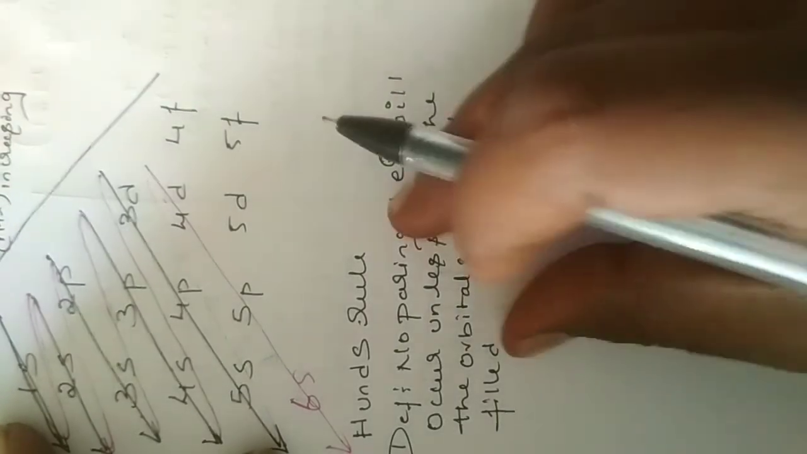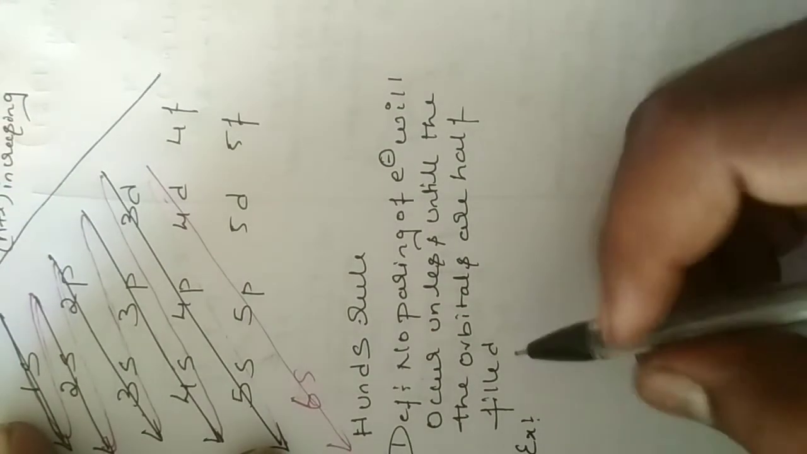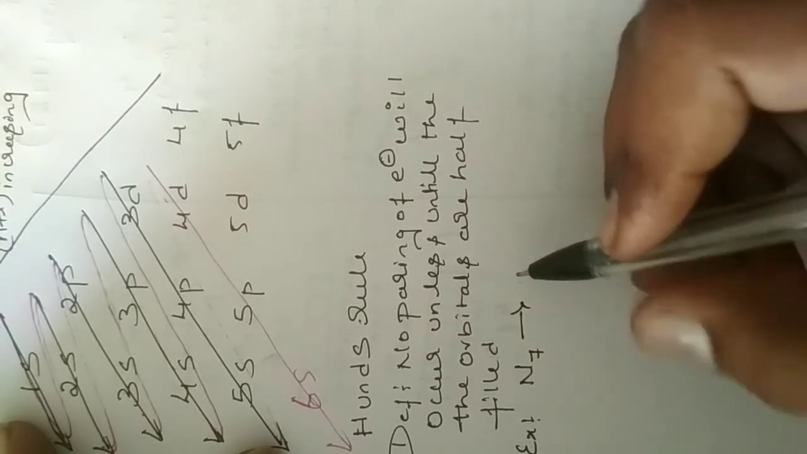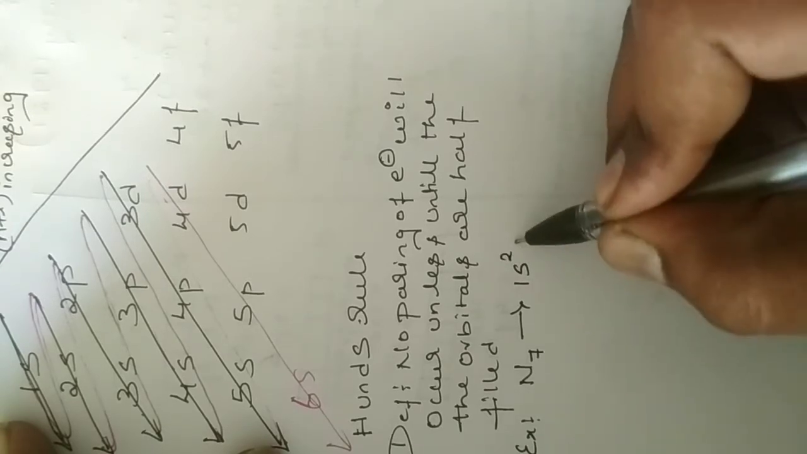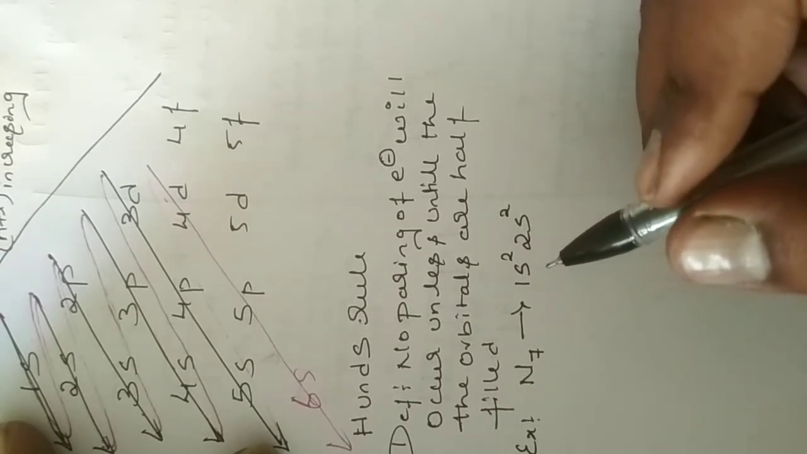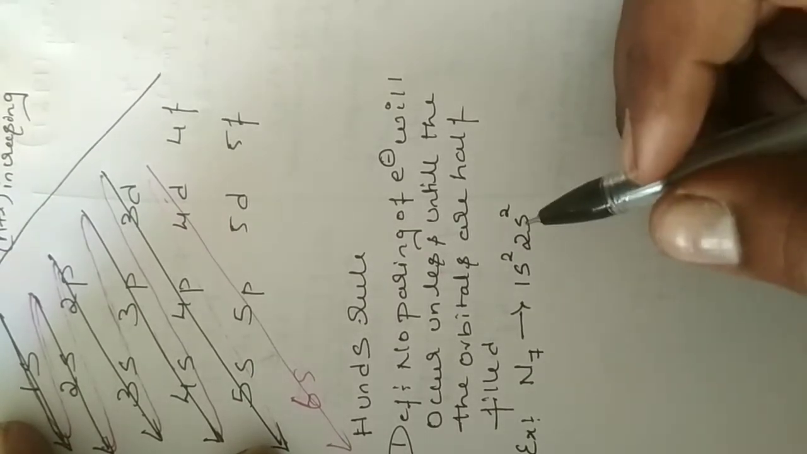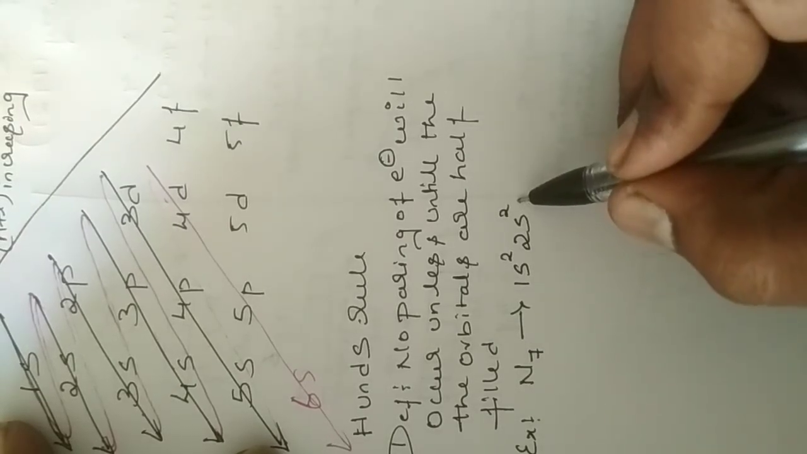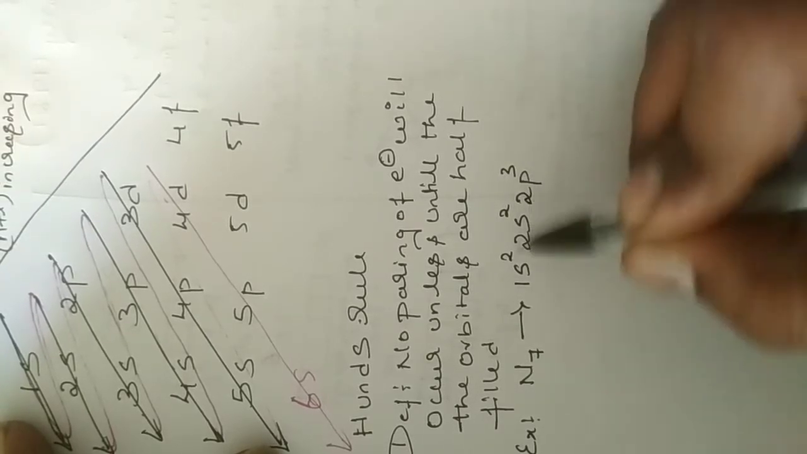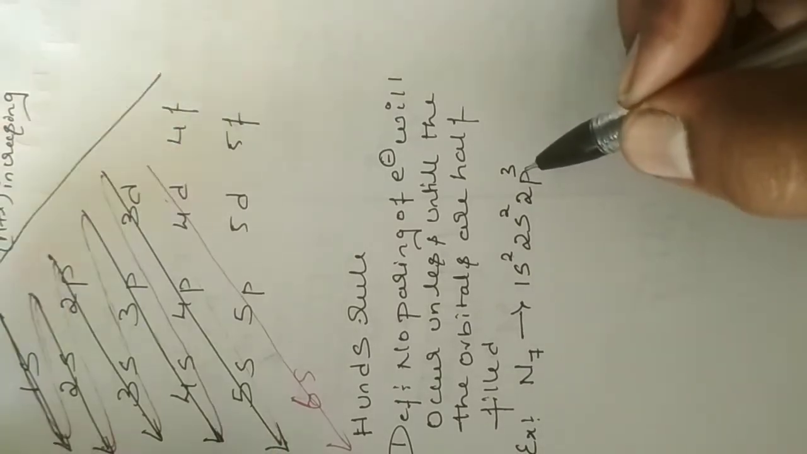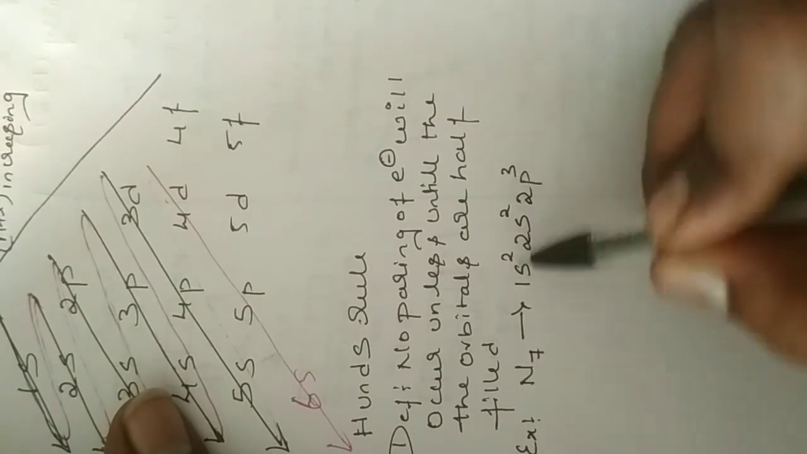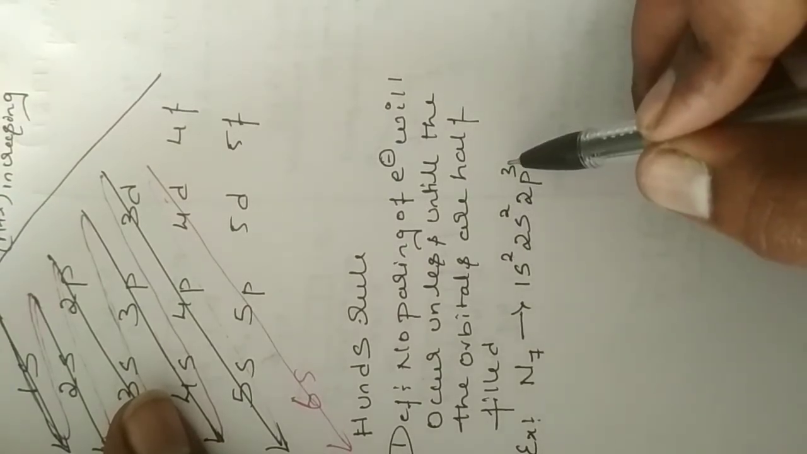For example, while taking an example you can understand. Nitrogen, atomic number 7. I'm going to write the electronic configuration: 1s2, 2s2, because the s orbital must be filled maximum 2, p orbital 6, d orbital 10, f orbital 14. Next 2p3, because 2 plus 2 is 4, 4 plus 3 is 7, it is balanced.